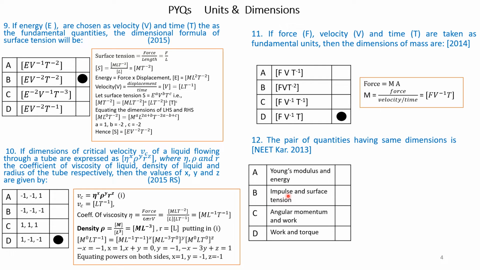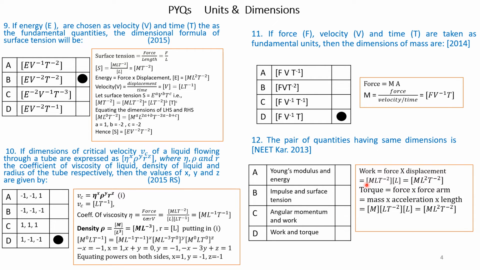Option B is impulse and surface tension. Option C is angular momentum and work. Option D is work and torque. We are required to find out which pair has the same dimensions. If you know the answer readily, please mark it immediately. And for those of you who do not know, let us work it out.